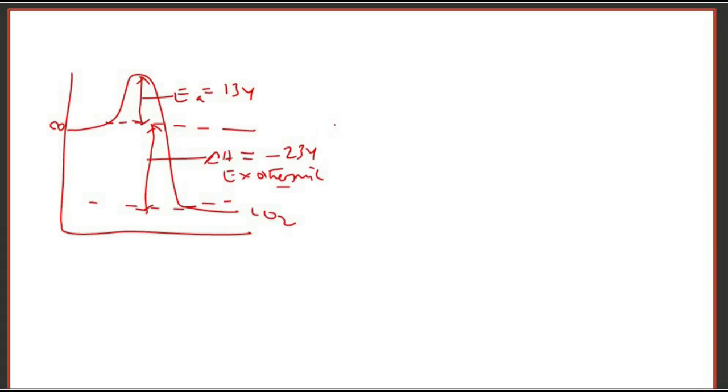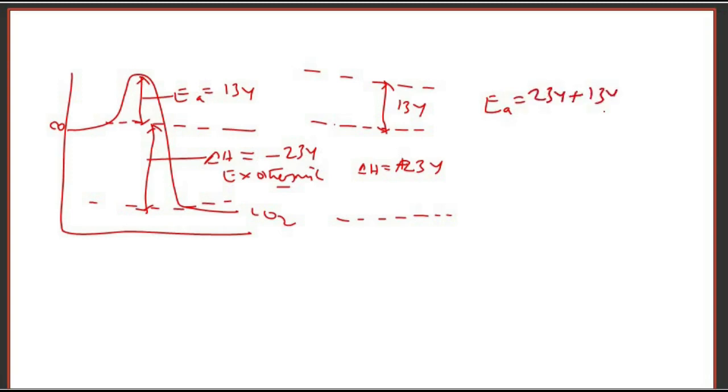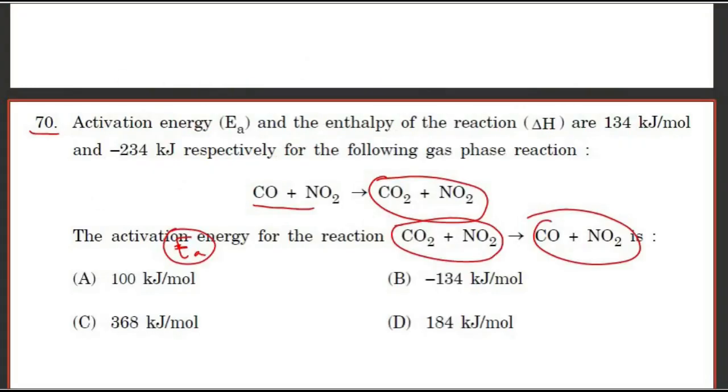For the reverse reaction, the Ea will be the same, 134, and delta H will be equal to plus 234. Delta H will be plus 234, not minus 234. Hence, Ea equals 234 plus 134, which is equal to 368 kilojoule per mole. This will be the answer. You see here, option C is the correct answer.